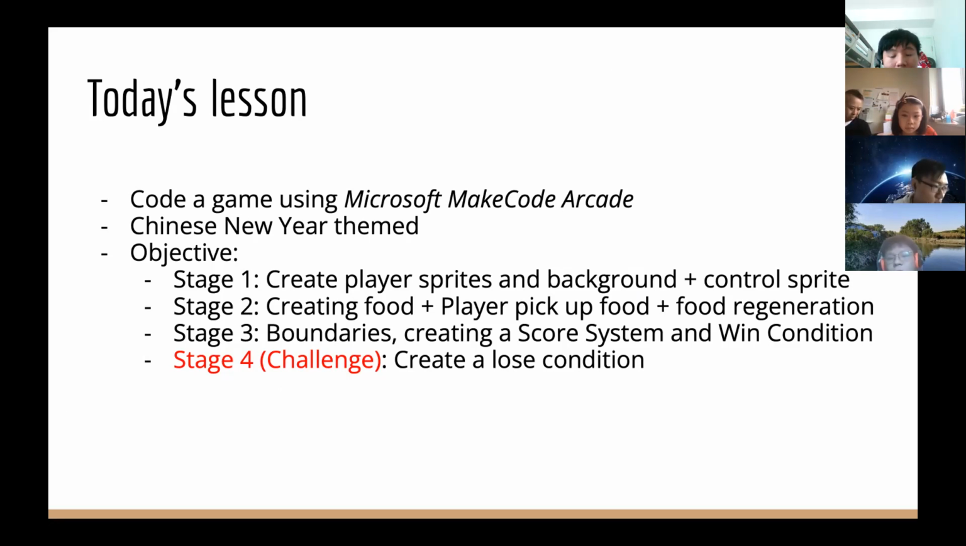And for stage two, we'll be creating food. And the player can pick up the food and the food can regenerate. And with stage three, we'll be having some boundaries for the player. And then we'll have a score system and a win condition for the game. And stage four, if we have time, then we'll be creating a lose condition. But that would be a challenge that depends on whether we have time or not.